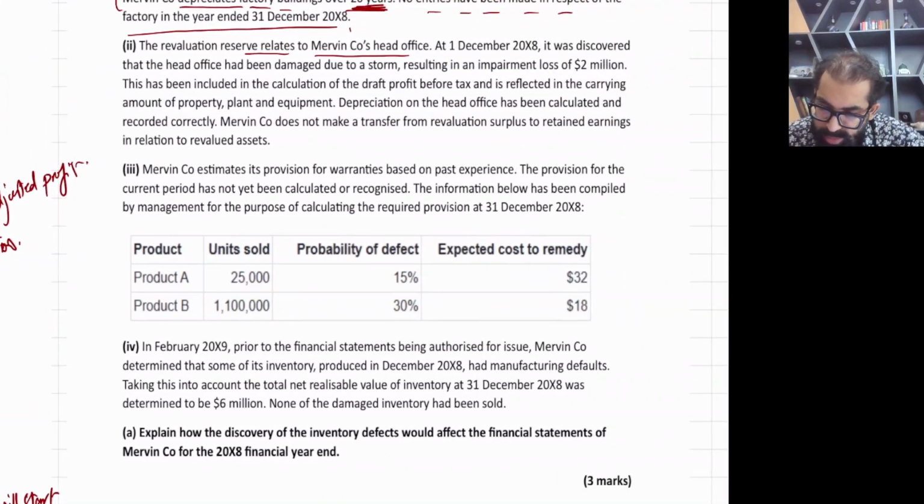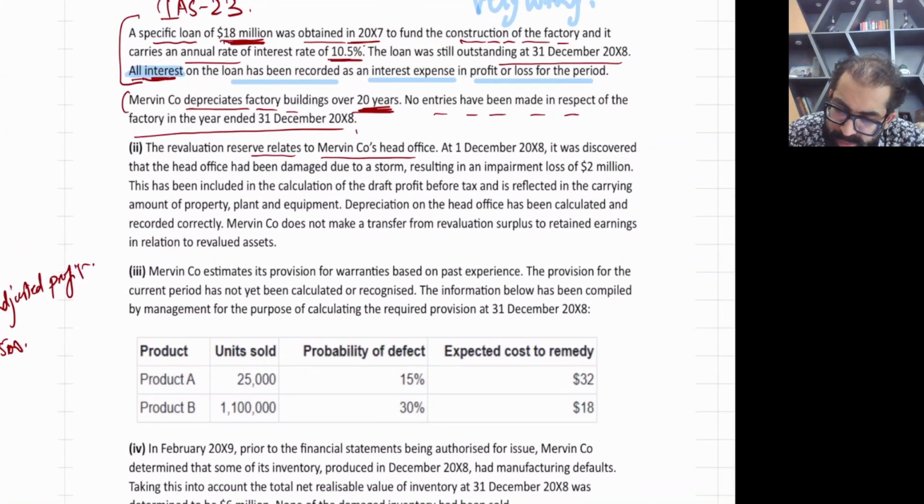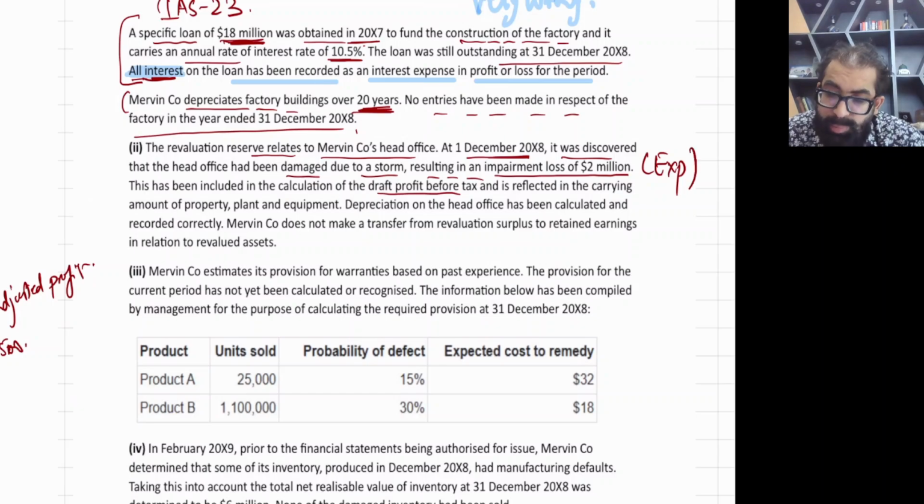Okay, so they are saying the revaluation reserve relates to Mervin head office at 1st December X8. That means the last month of our accounting period. It was discovered that the head office had been damaged due to storm, resulting in an impairment loss of 2 million. This has been included in the draft profit before tax. What does it mean? It means they booked the complete impairment as an expense.